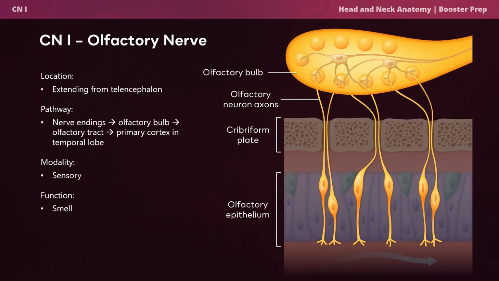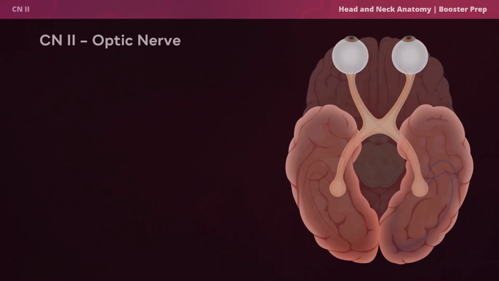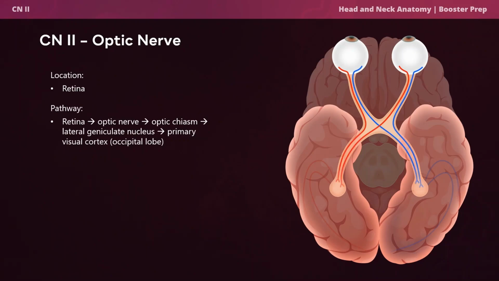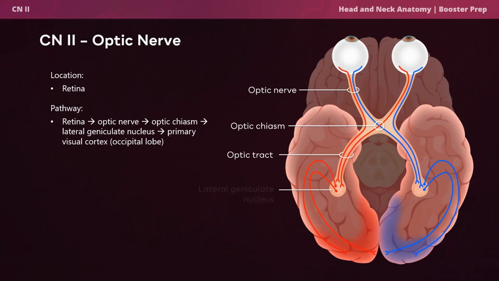But I have grown tired of this nerve, and quite frankly it smells, so let's move on to the optic nerve. The optic nerve is a sensory nerve originating in the retina, and it transmits visual information from the retina to the brain. So here is the pathway for the optic nerve, alright? It crosses at the optic chiasm, where the neurons decussate, also known as crossover, to the lateral geniculate nucleus, and then finally the primary visual cortex of the occipital lobe.